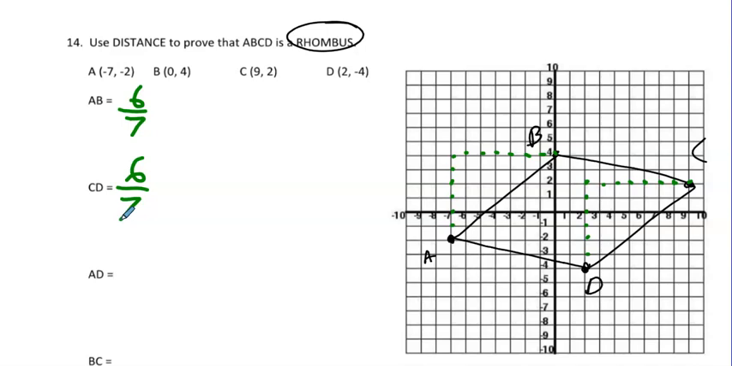From A to D, I'm going down 2, and then right 9. And from B to C, I'm going down 2, right 9. Now remember, I could have also gone up 2 and left 9. It would still be a negative slope.